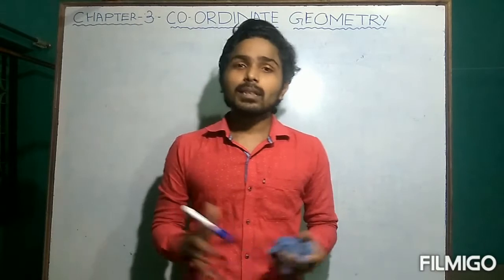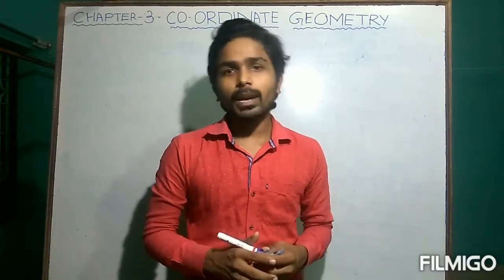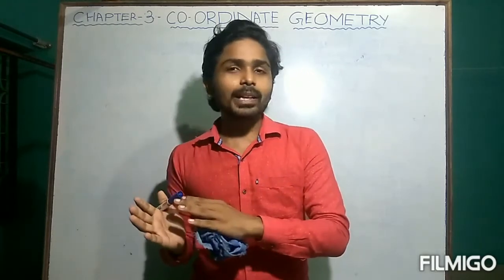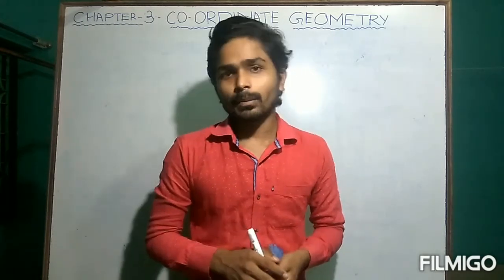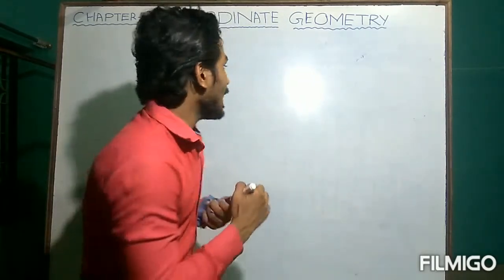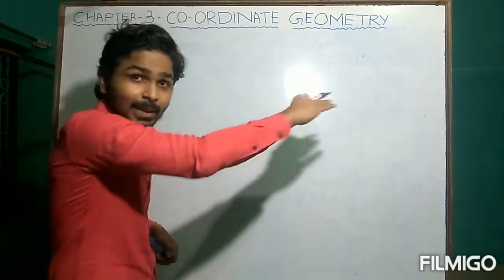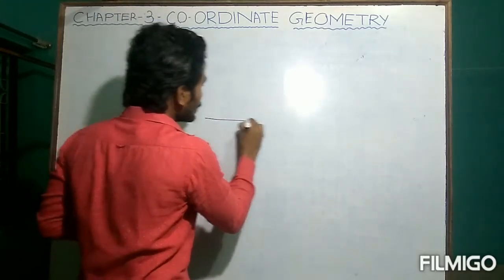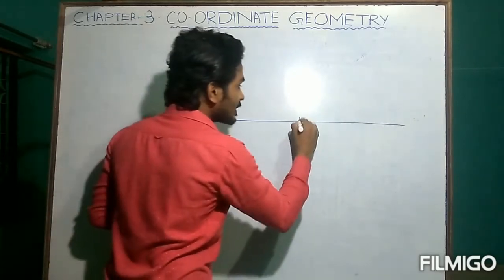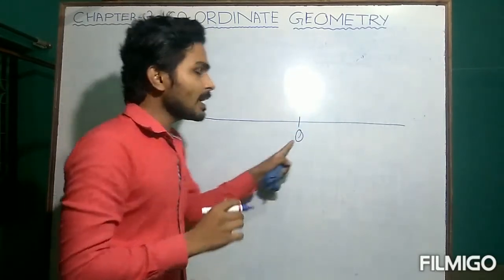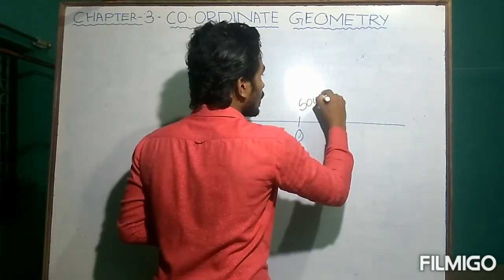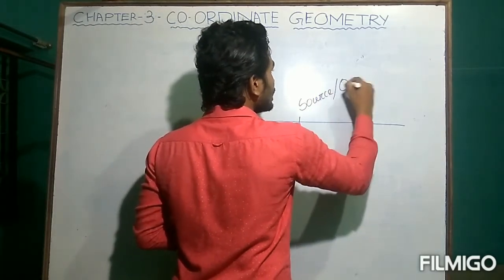In the previous session we have discussed polynomials as well as the number system. Now this coordinate geometry is the extended form of the number system. In the number system we studied that a number line can be represented in a plane. Suppose this is a number line, and the central position is known as 0. This 0 is also known as the source, or you can say origin.